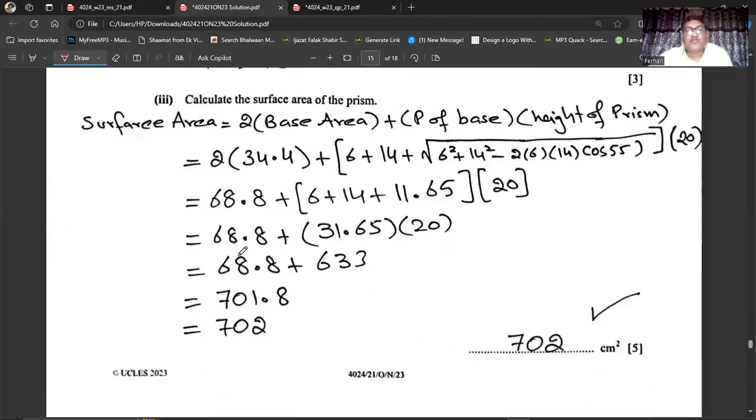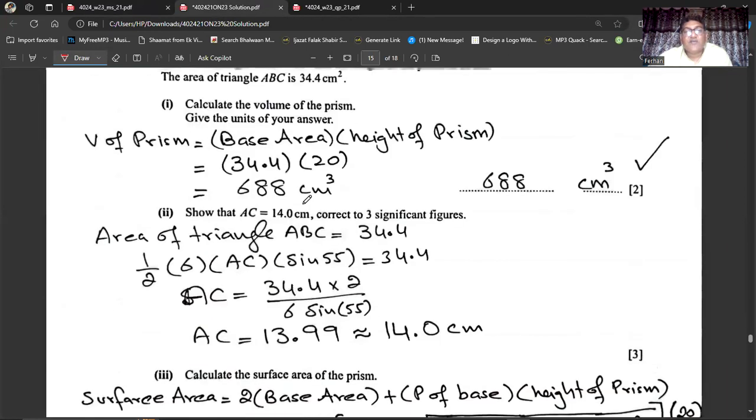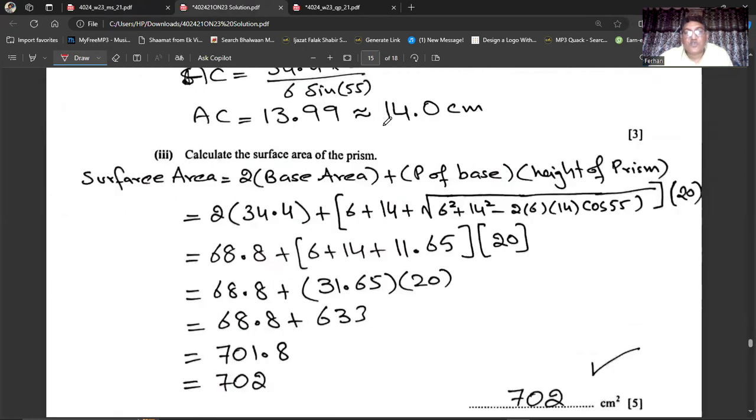So here I'm going to put those values. So 2 into 34.4 plus the one side is 6, the other side is 14, and the BC side is, I have applied here for the BC, the law of cosine. That is 6 square plus 14 square minus 2 into 6 into 14 into cos 55 and square root on all of this. And then multiply with the height of the prism, that is 20. So it's 68.8, and this is 6 plus 14 plus, and this answer of this thing is 11.65. Bracket goes into the 20.